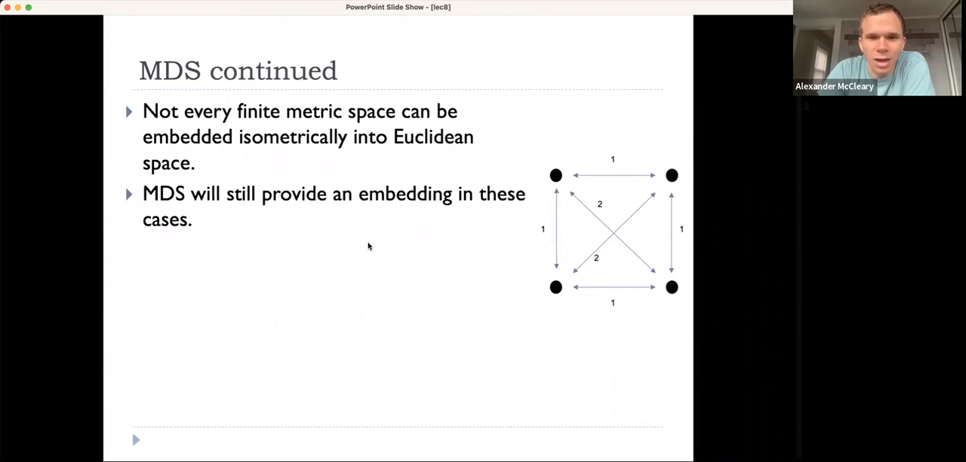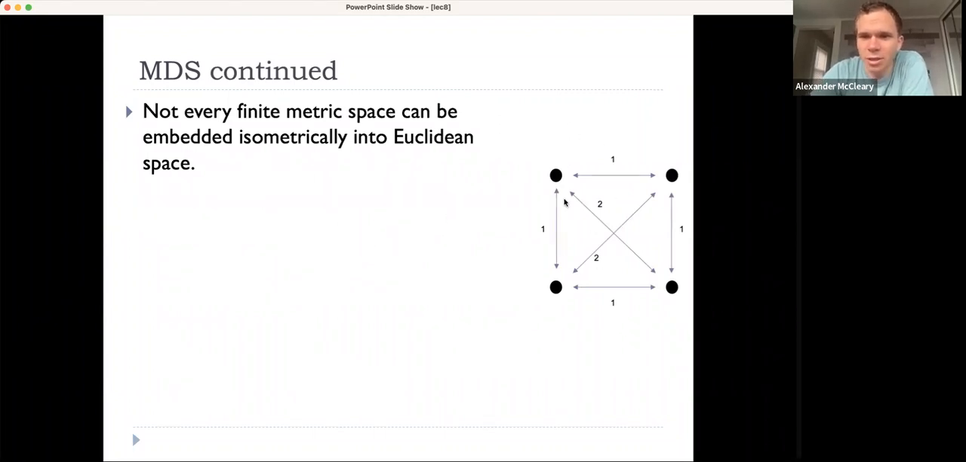So for example, this metric space here on the right is very simple. It only consists of 4 points, and the distances are labeled. So the distances between the adjacent pairs of points here are all 1, and then the distances between the diagonal pairs of points are all 2. This metric space cannot be embedded in any Euclidean space. Right? You can't embed this isometrically into R2. You can't embed it into R3, R4, and so on and so on. You just can't. It's impossible.